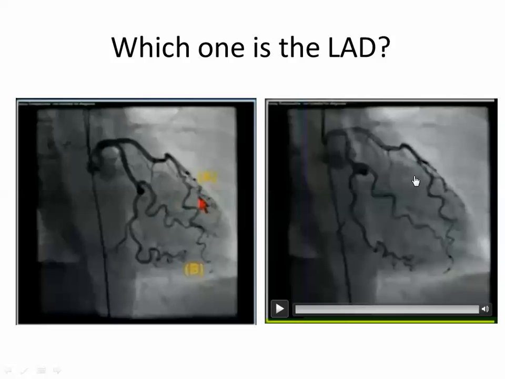Once this is the RAO, what's the wall? This view is like the parasternal long axis in the echo. So this will be the anterior, apex, inferior, and behind here will be the left atrium, and this is the aorta. So what's the vessel supplying the anterior wall? LAD. So this is the LAD. What's the vessel going in the atrioventricular sulcus? The LCX. We will return back.